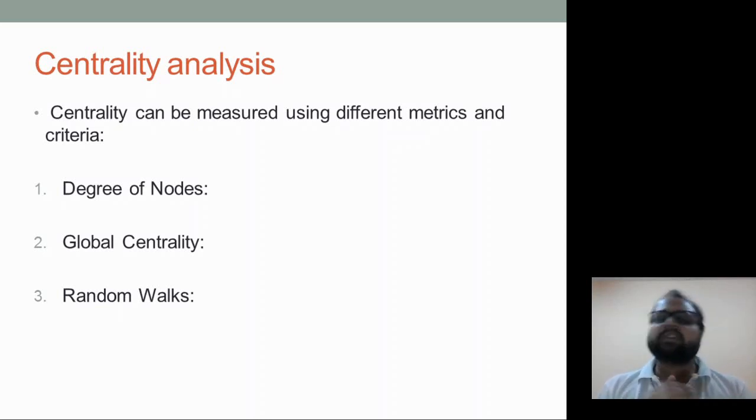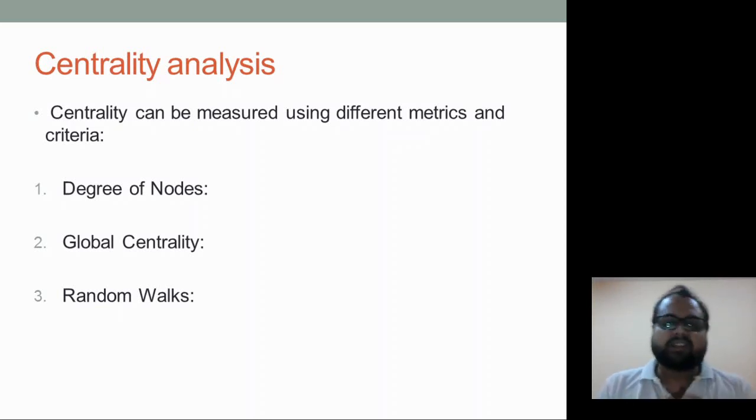Second is global centrality. Global centrality means how your protein-protein interactions look at a network level. Any protein, any hub protein or any other protein, how is it connected? What are the central connections with the entire network? That is called global centrality. Okay, so you have degree of nodes and global centrality.